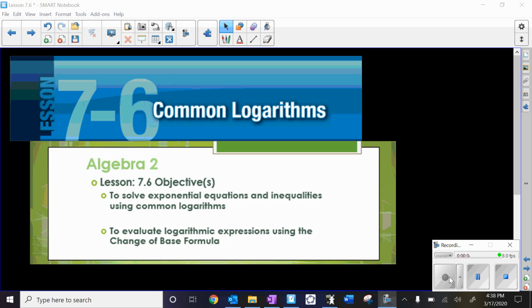7.6 is where we're going to start looking at what we call common logarithms. A common logarithm that we're going to use quite a bit is base 10. We've been working with several different bases, but now we're specifically going to focus on base 10 logarithms. So this is where you're going to need your calculators. Your logarithm button on your calculator is base 10. So we're going to use that to solve exponential equations and inequalities. The inequalities are probably a little bit tougher. And then we'll look at the change of base formula at the same time.